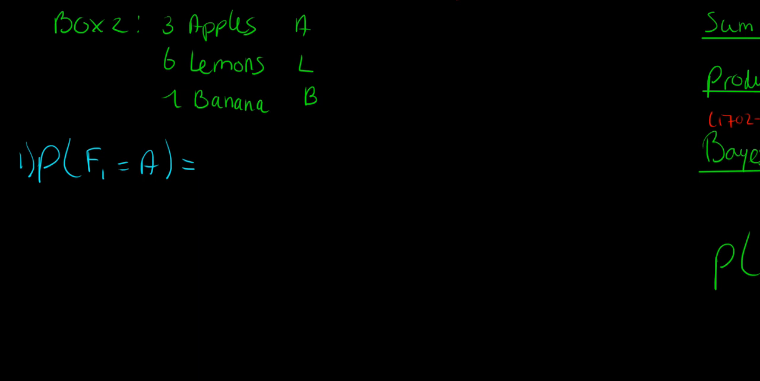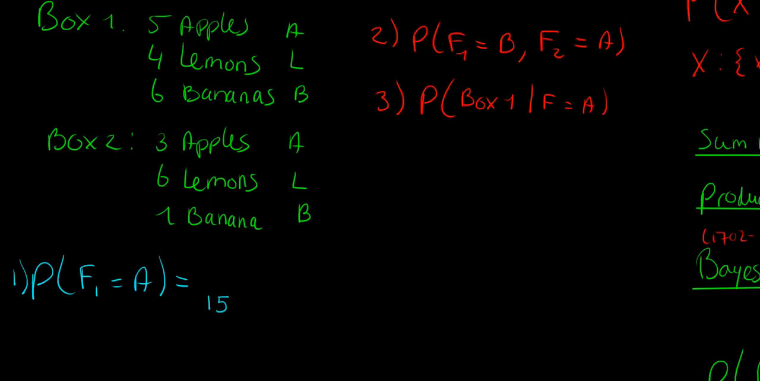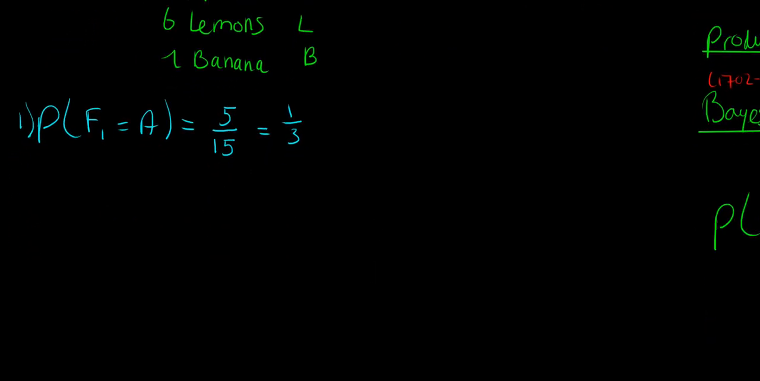So, we have 15 fruits in our box. It's 5 plus 4 plus 6. How many of those are an apple? Well, actually 5 of those are an apple. So 5 out of 15 outcomes, we get an apple, meaning the probability of getting an apple is 1 over 3, which already answers the first question. Yay!